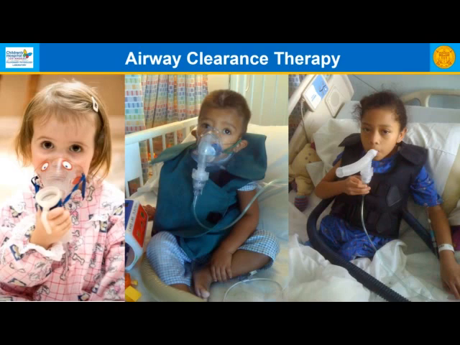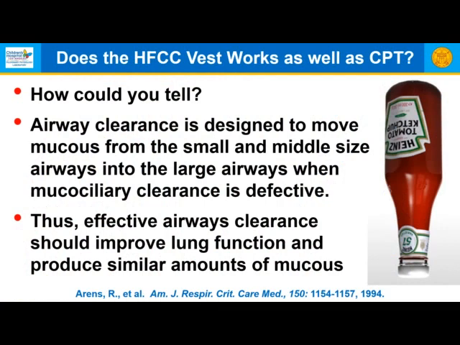Now we have devices such as high-frequency chest compression vests that can do the same thing. They're pneumatic vests that can move the mucus out. And studies have shown that one has just as much airway clearance with a vest as you do with traditional physiotherapy. So how can you tell if a vest works as well as traditional CPT?